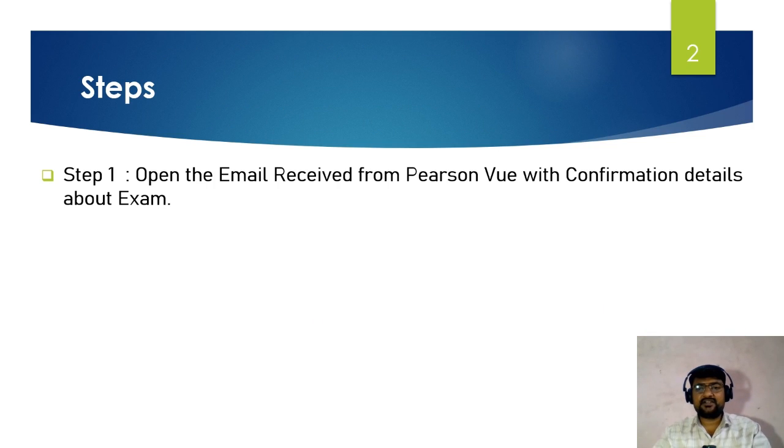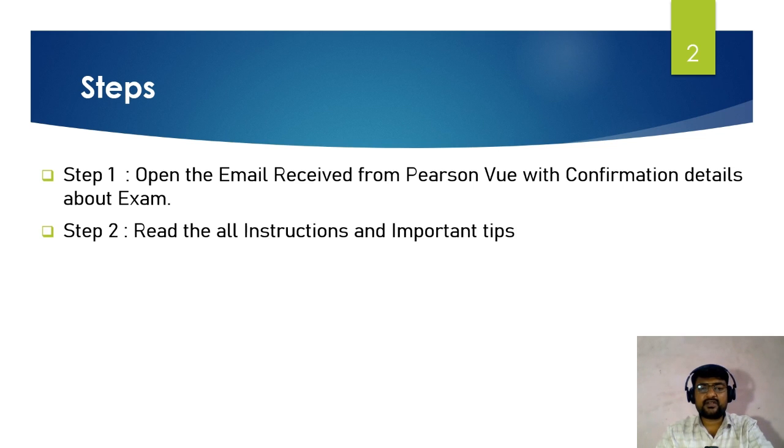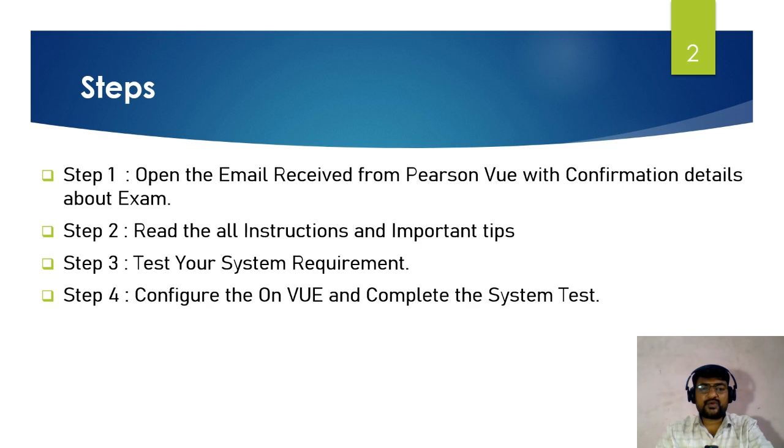Write the steps in seven different types. Step number one, open the email received from the Pearson VUE platform. You need to read all the instructions and important tips from that mail. Then test your system requirement. After that you need to configure the OnVUE application and complete the system test. Basically the OnVUE application is useful for your examination, your exam is conducted using this OnVUE application. So for that we need step number 4.